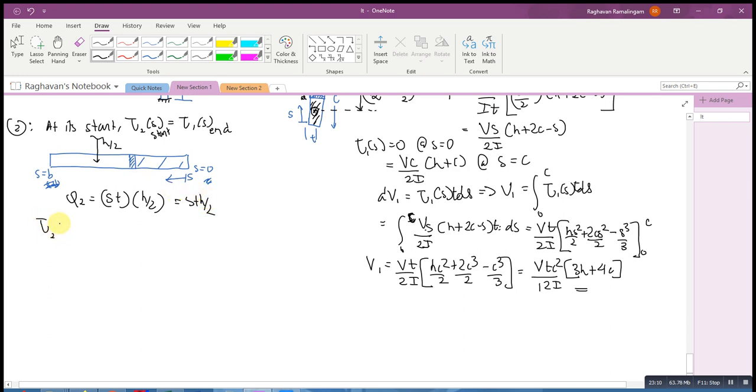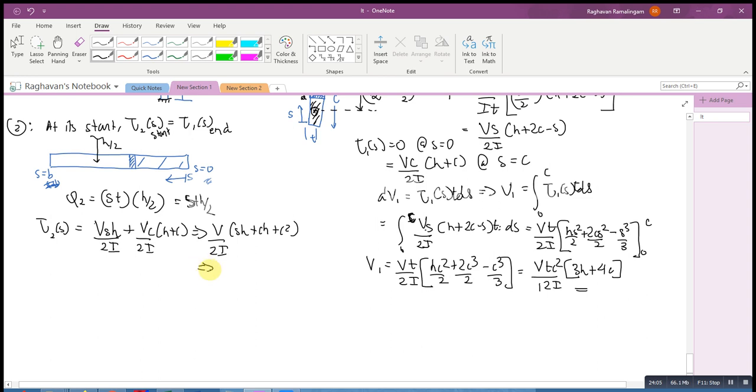Now tau 2 of s equals whatever comes from this; if I put it into V by It, I will get Vsh by 2I. Also, whatever was there at the end of element number 1 should be present in element number 2. So you have to include the shear stress at the end of element number 1, which means at s equal to c. That value you have to add: Vc by 2I into (h plus c), which gives me V by 2I into (sh plus ch plus c squared).